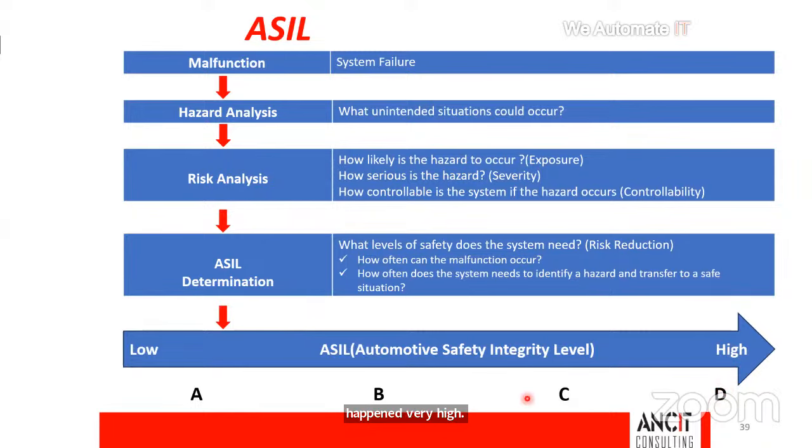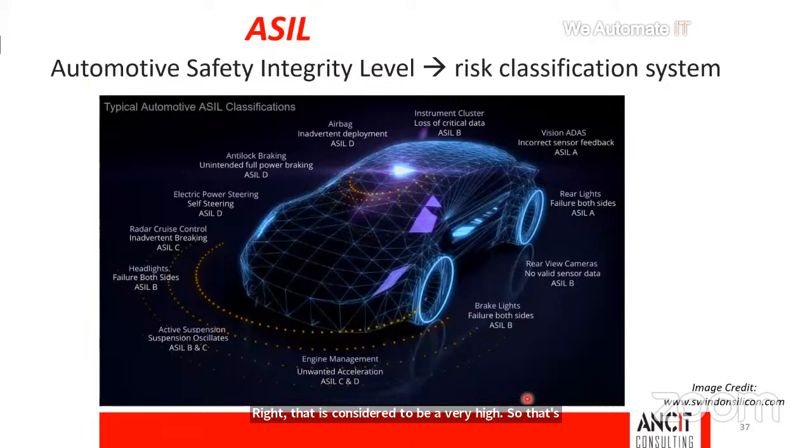So that's why each and every ECU has its own ASIL. It determines what happens if that particular ECU experiences a malfunction, and that gives it a place in a risk classification system. Okay, have you got it?